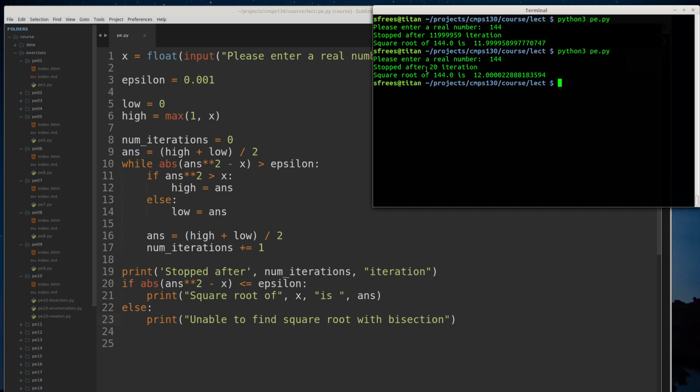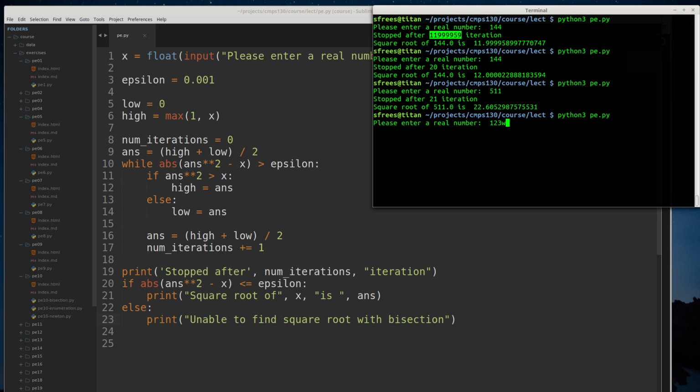And right away, what we see is an absolutely incredible drop from over 11 million iterations, and that was admittedly at a pretty low epsilon, to now only 20 iterations. If we try other values, we can see 511 in just 21 iterations. We can see 1, 2, 3, 4, 5, 6, if I can type that correctly, in just 34 iterations.